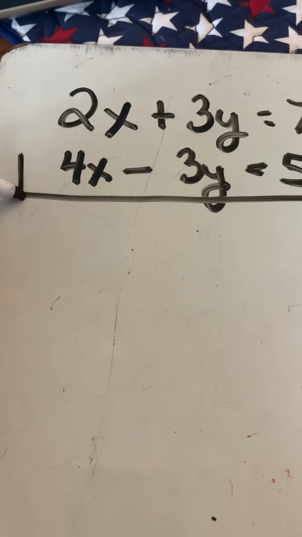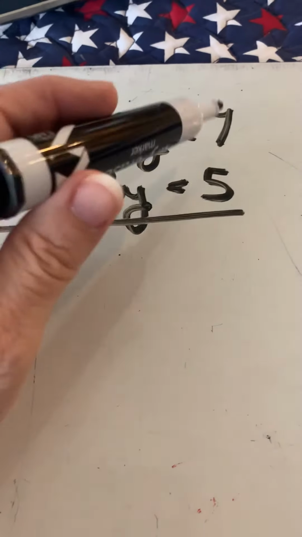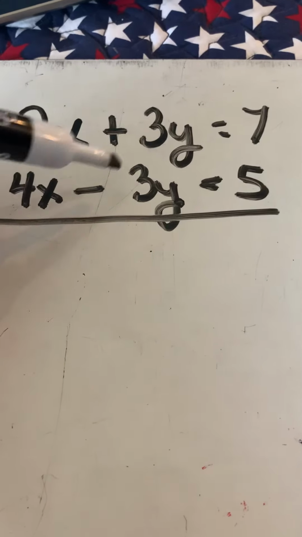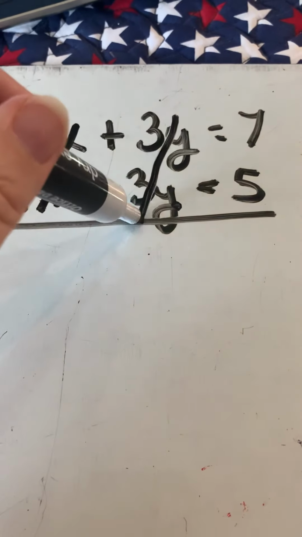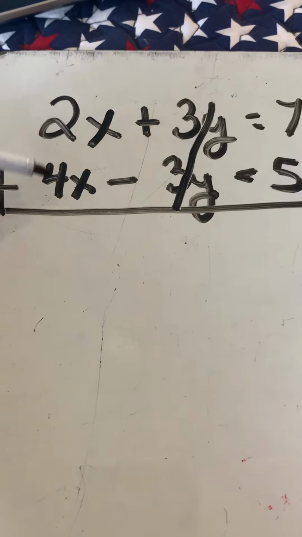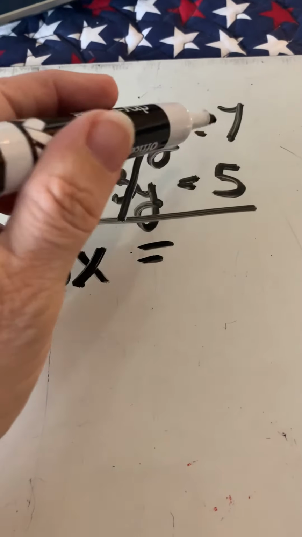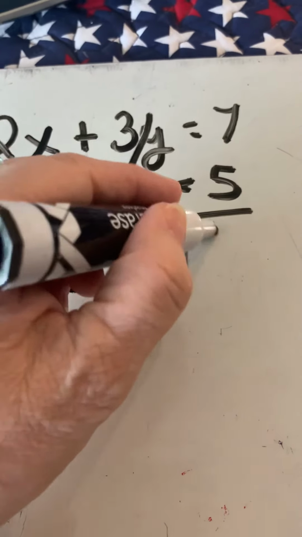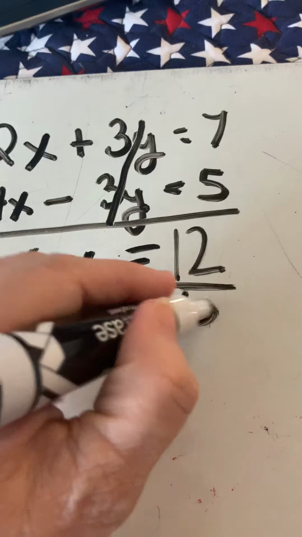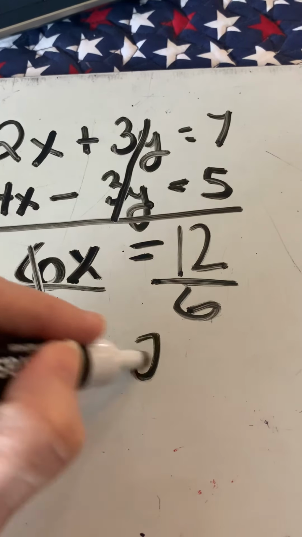Basically, align the like terms: align the x's, the y's, and the constants. Do you see how you have opposite coefficients here? Plus 3y and minus 3y cancel out. Now you just add the x's. I have 2x and 4x, which gives me 6x, and 7 plus 5, which is 12. If I divide both sides by 6, x equals 2.